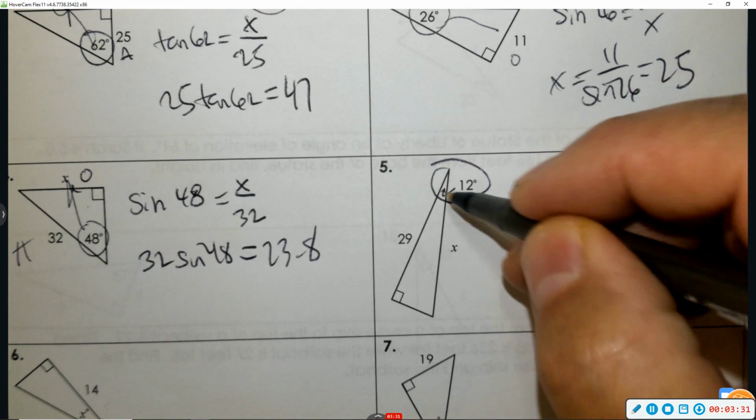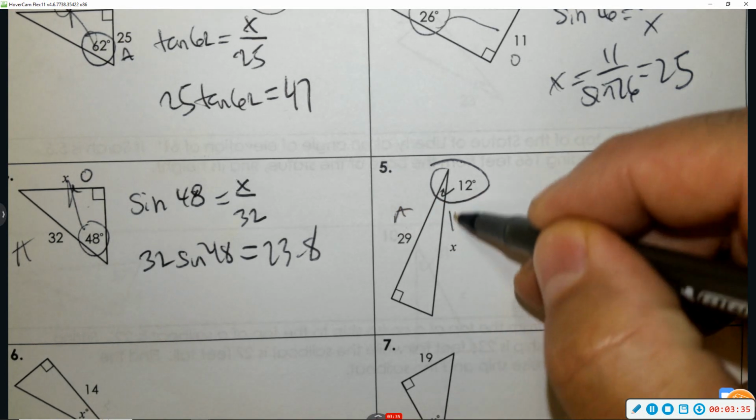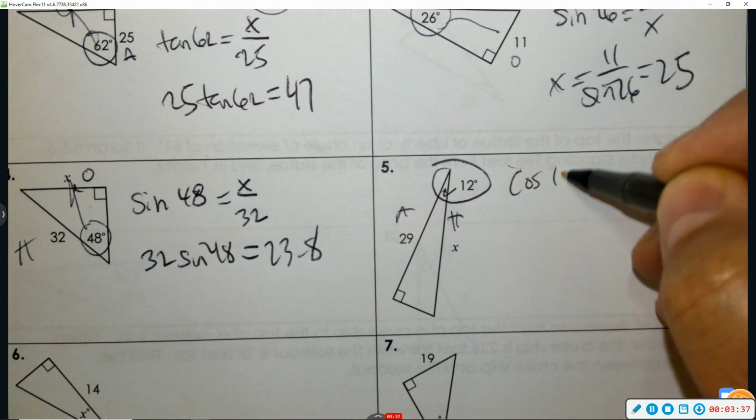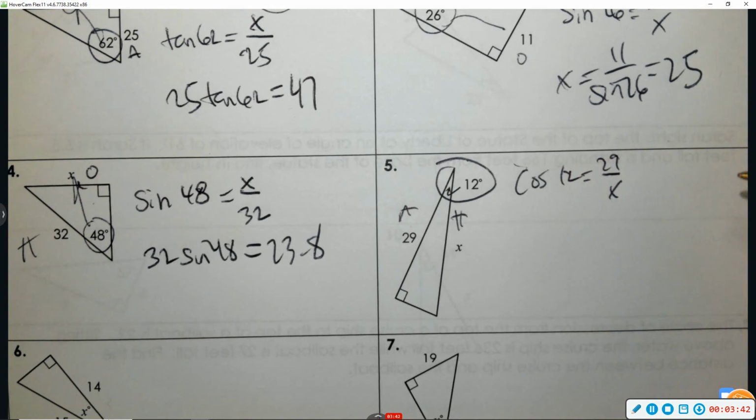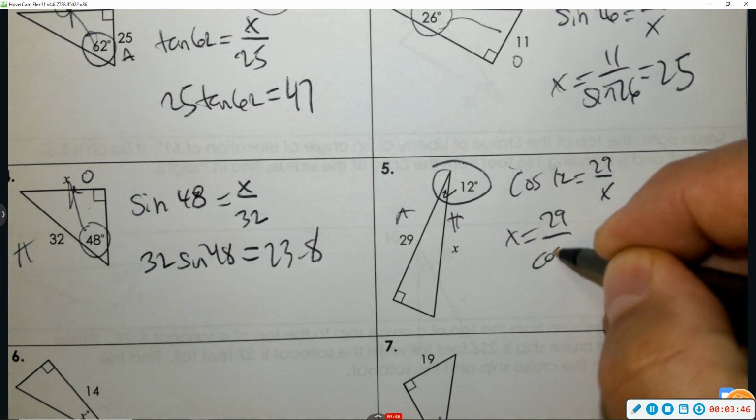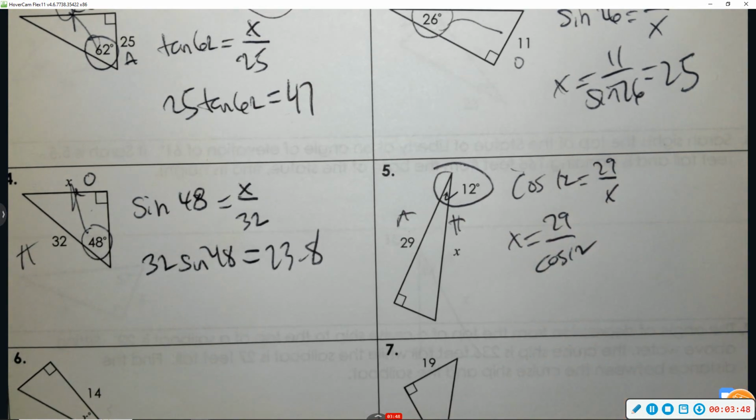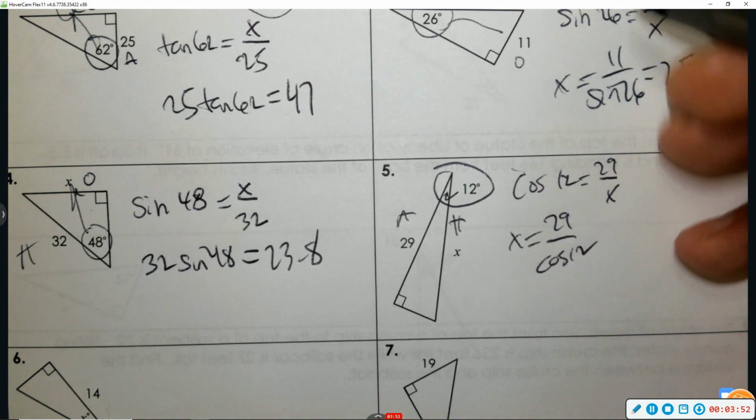You need to press pause and try it first. You should. So this is adjacent and hypotenuse. That's cosine. And then adjacent over hypotenuse. The x is on the bottom. So you're dividing. So 29 divided by cosine 12. And you get 29.6.